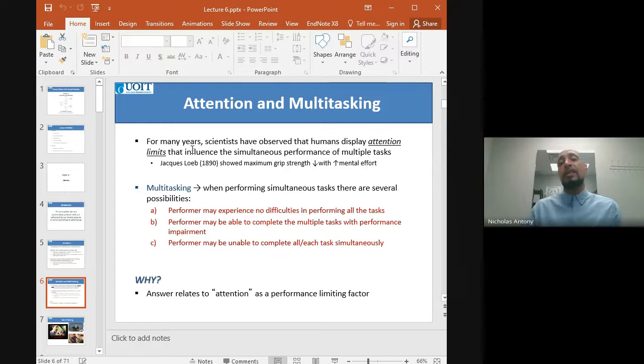This was even detailed in a study in 1890, so centuries ago. The researcher noted that when people were exerting mental effort, their grip strength decreased. And so overall, what researchers found is that when participants are multitasking, there are 3 different possibilities. The person could complete all of the tasks with no performance impairment. The performer may be able to complete one task, but the other task isn't completed as well. Or the performer can't complete any of the tasks.